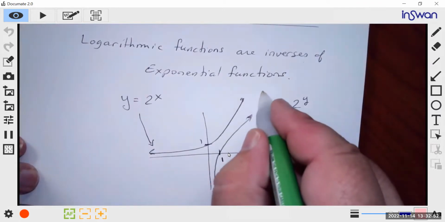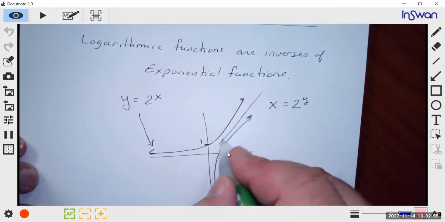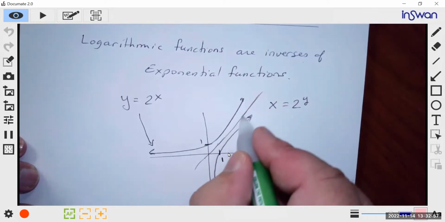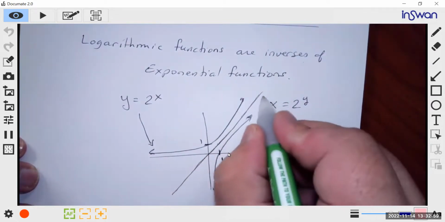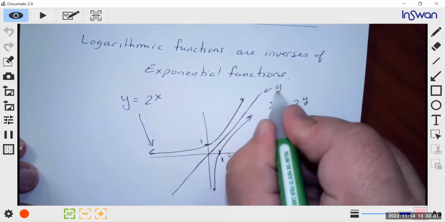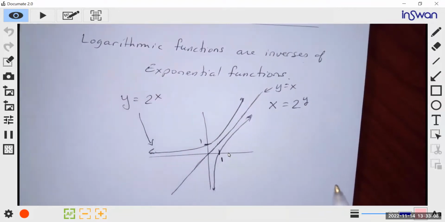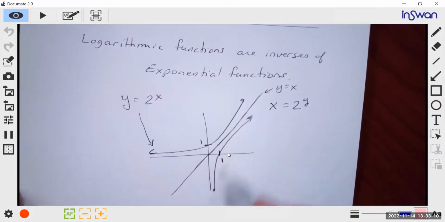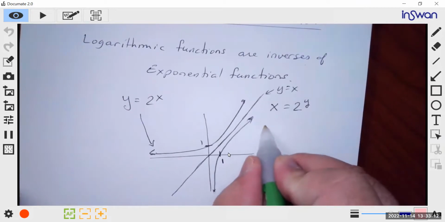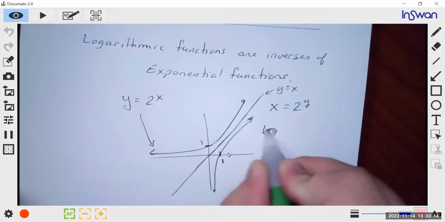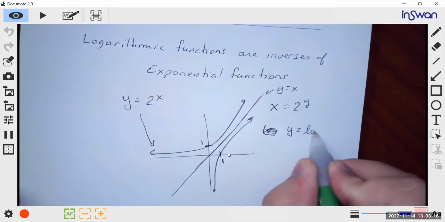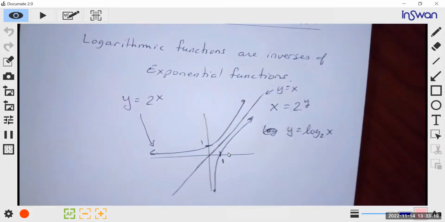Inverse functions are simply flips across the line y equals x. If we drew this one and folded it over the line y equals x, we get the logarithmic function. This one is y equals log base 2 of x. And that's what we're going to learn today in this section, how to convert all these things.